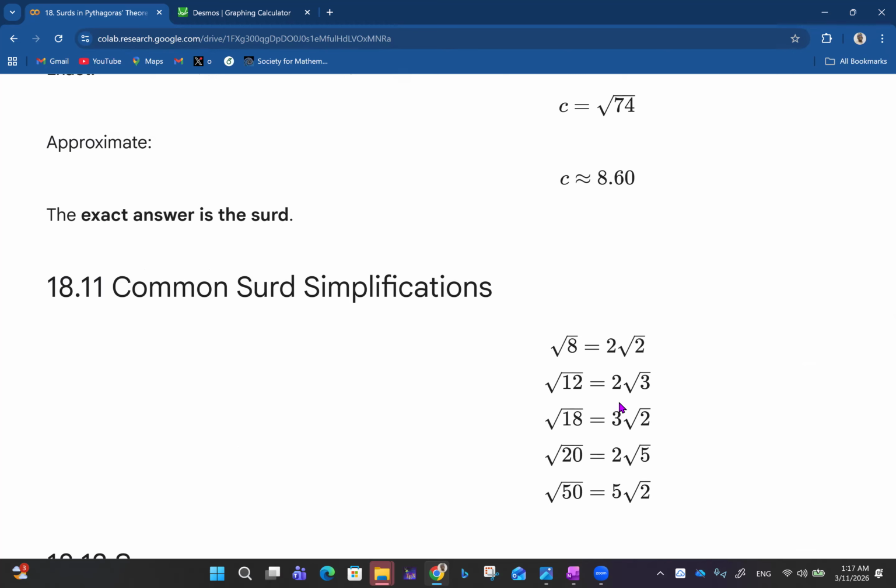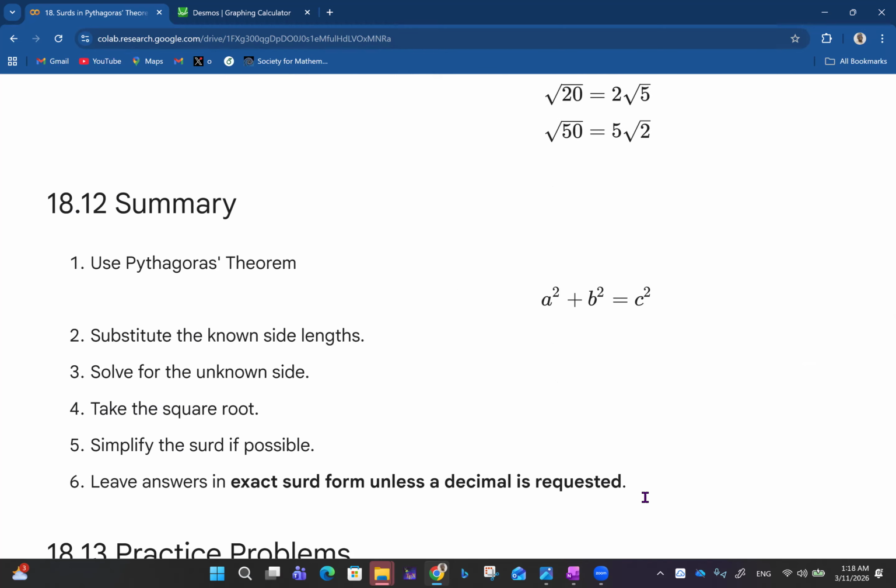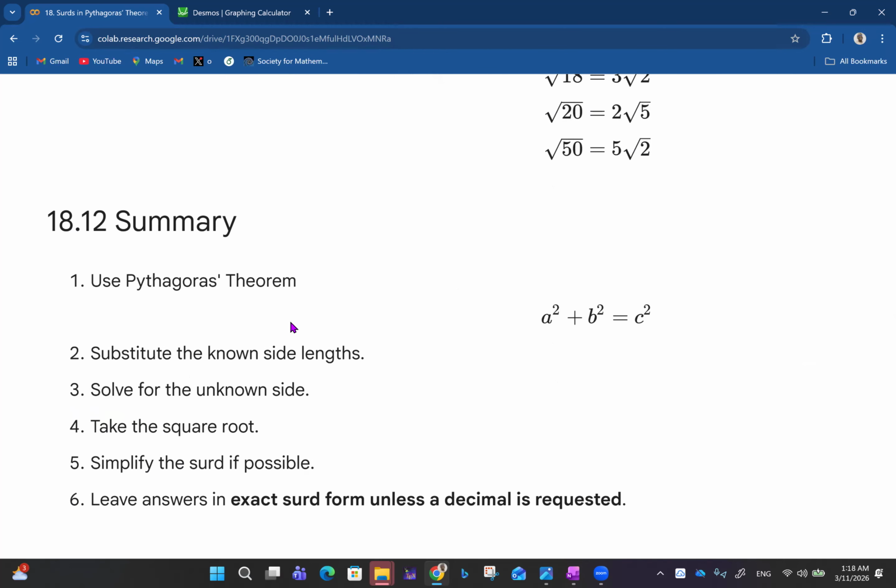So we have common surd simplifications like root 8, that's 2 root 2, because that's 4 times 2, right? So the square root of 4 is 2, and root 2 remains. Then root 12 is 4 times 3, the square root of 4 is 2, root 3 remains. Root 18 is 9 times 2, the square root of 9 is 3, root 2. Root 20 is 4 times 5, so the square root of 4 is 2, root 5 remains. Root 50 is 25 times 2, the square root of 25 is 5, and the 2 is left there. In summary, you can use Pythagoras theorem, a squared plus b squared equals c squared.